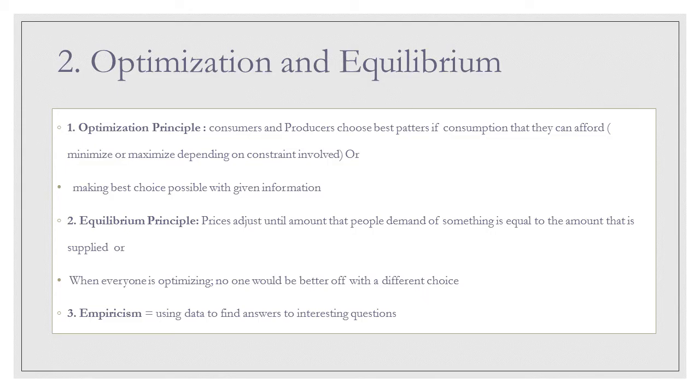Then the equilibrium principle states that prices tend to adjust until the amount of people who are demanding something is equal to that which is being supplied. So when everyone is optimizing, no one would be better off with a different choice. This is something I wanted to highlight. And finally, empiricism is also one of the key principles, wherein using data to find answers to interesting questions is underscored by that principle.